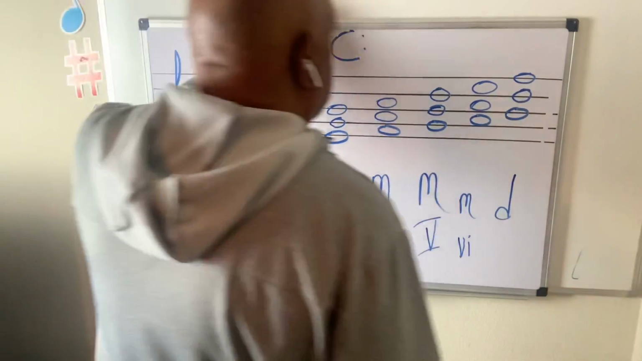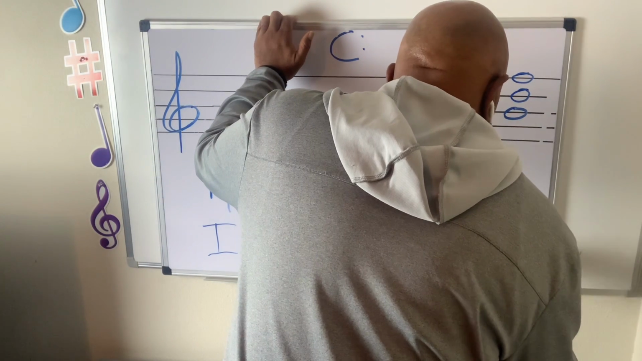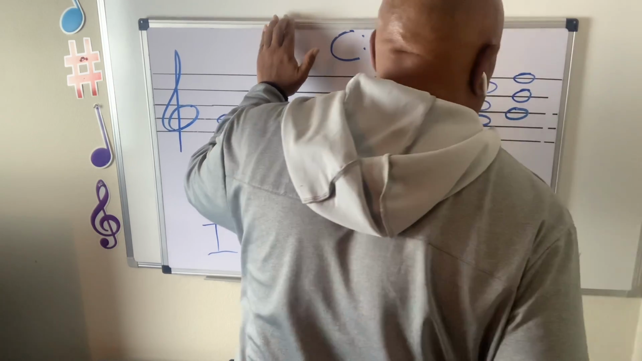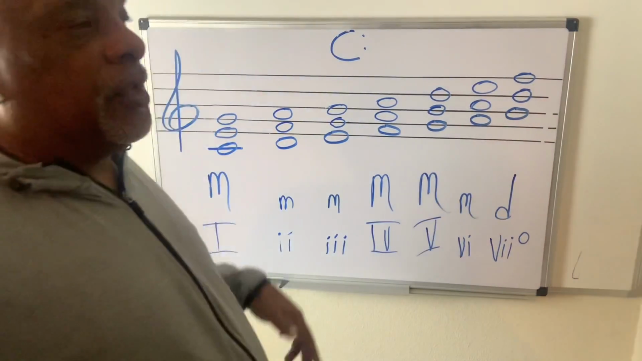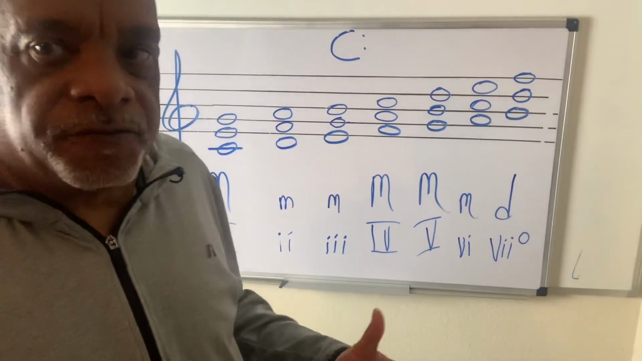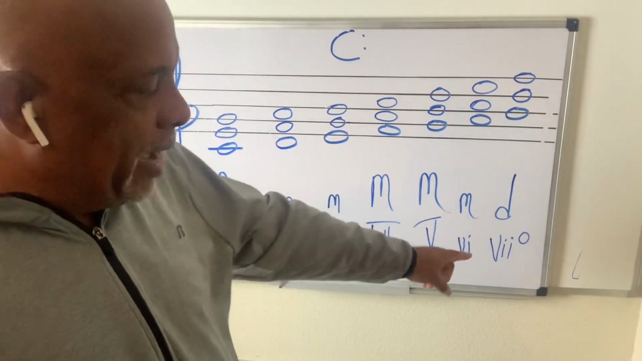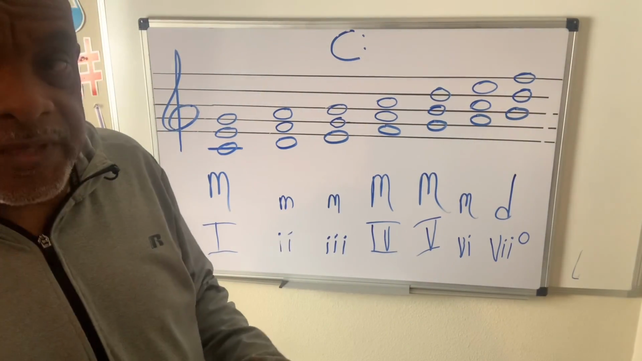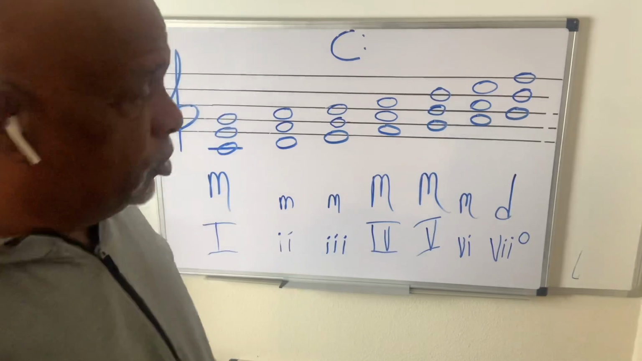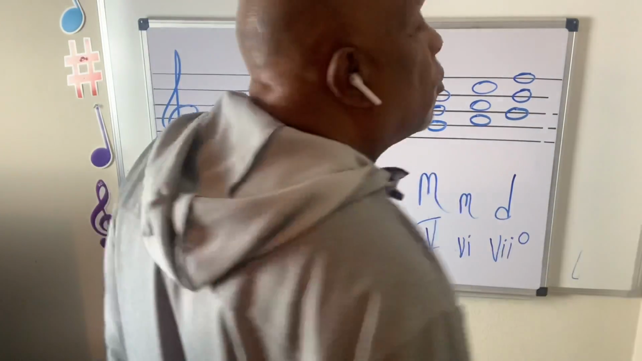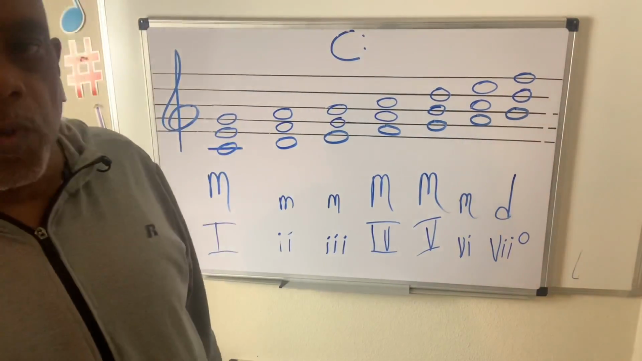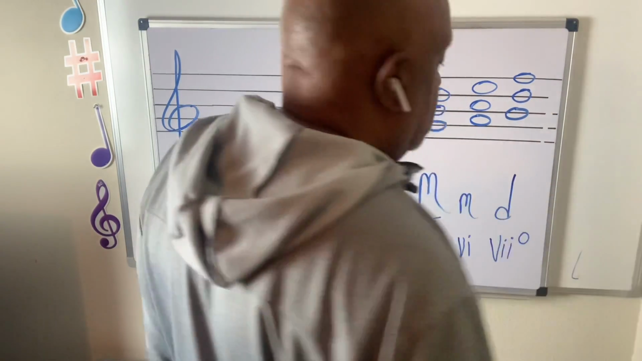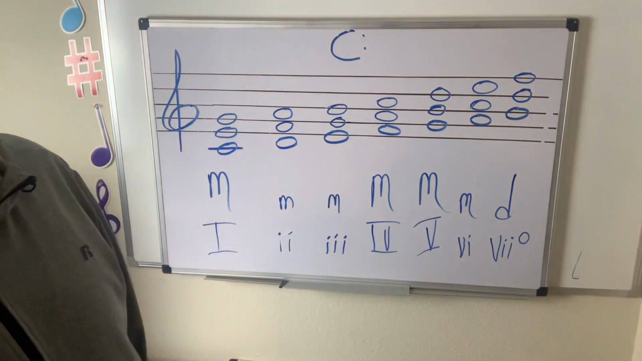And the diminished is noted by this. All diminished, whether it's half diminished or full diminished, is going to be noted by the circle after the number or the letter. Now, let me say this. The half diminished is noted by a slash going through the circle. One more time. A half diminished is noted by a slash going through the circle.